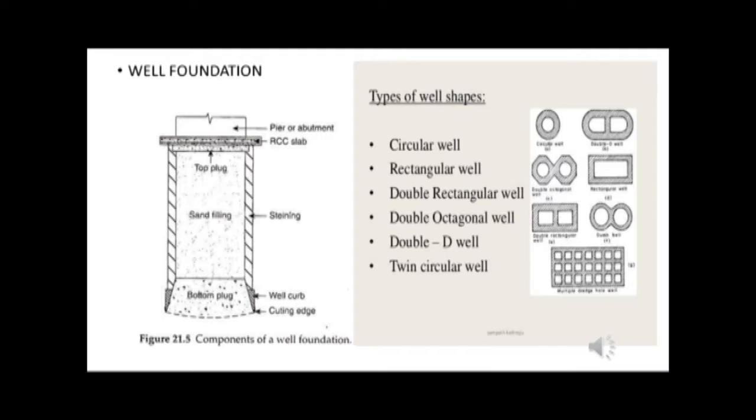Now here at slide 30, we are seeing the cross section of the well foundation. We learned above that in the classification of foundation we have the caisson foundation. Here you can easily understand what the cross section of a caisson foundation looks like. Here we can see the cutting edge, well curb, and then the steining, the vertical erection of the concrete or the masonry or whatever has been used as the material. And then we have the top plug, and we have sand filling, and then we have the bottom plug. The bottom plug is provided so as to prevent further sinking of the structure once the desirable height is achieved.